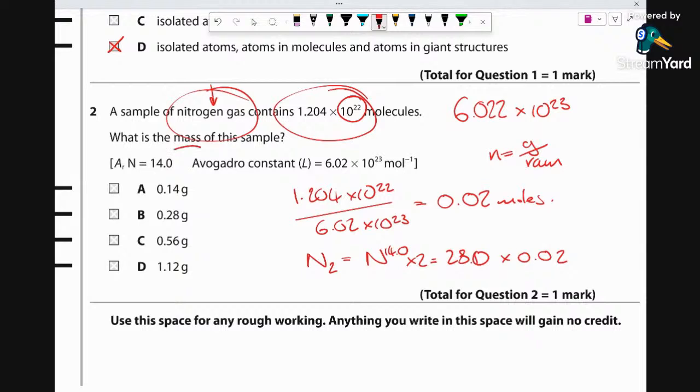I want the mass. So I'm going to rearrange this, bring the Mr over to there in order for me to get grams. So the relative molecular mass times by the number of moles will give me the mass. So times by 28, and I get an answer of 0.56 grams, C.